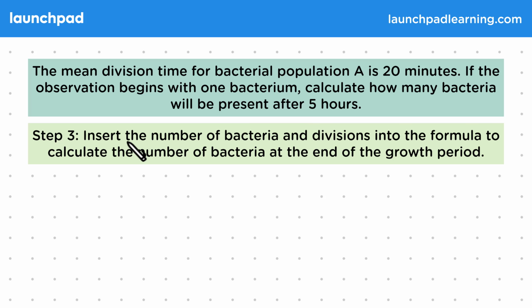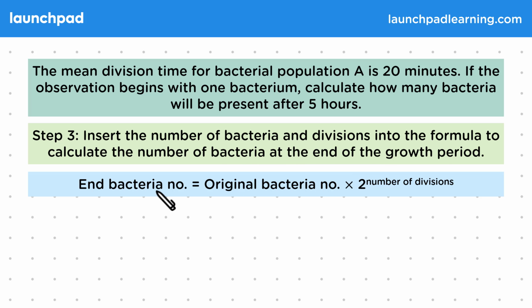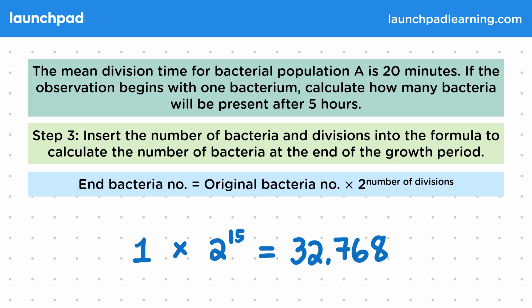The next step is to insert the number of bacteria and divisions into the formula to calculate the number of bacteria at the end of the growth period. So here's the equation that we're working with. So end bacteria number equals original bacteria number times 2 to the power of the number of divisions. So in this example, it will be 1 times 2 to the power of 15, which equals 32,768 bacteria. You are expected to memorize this formula and be able to perform these calculations in the exam.